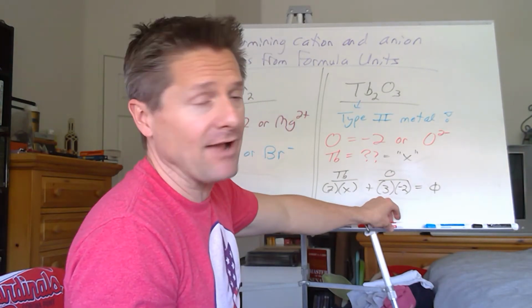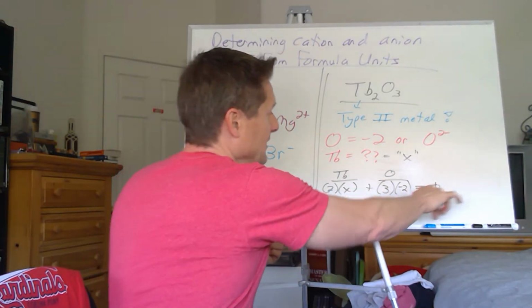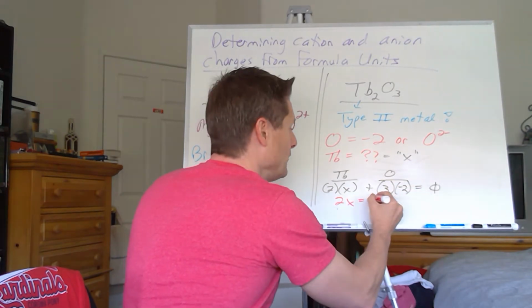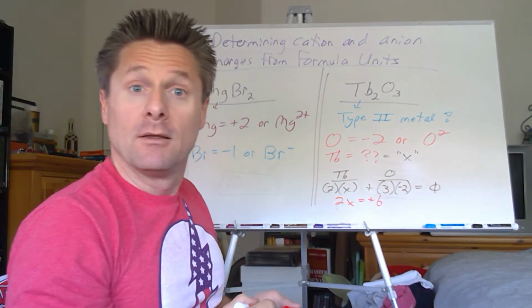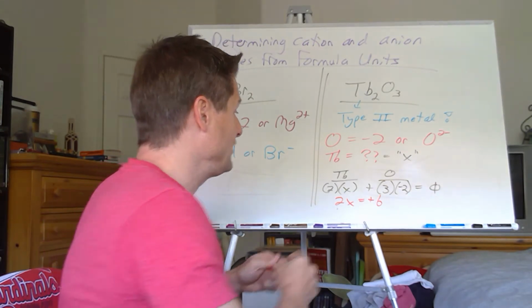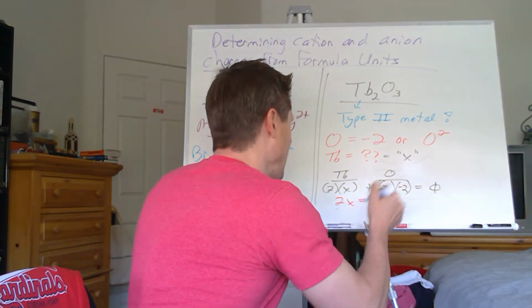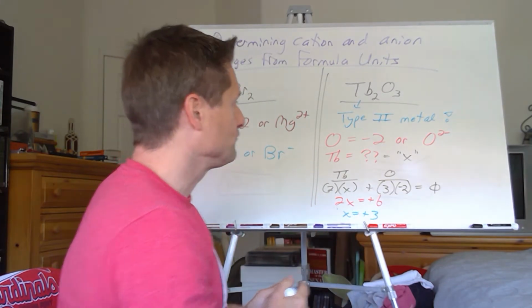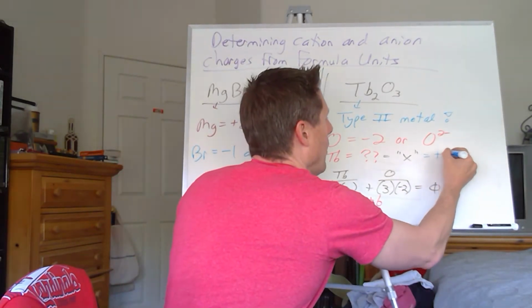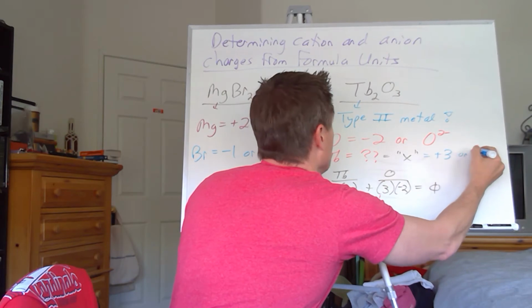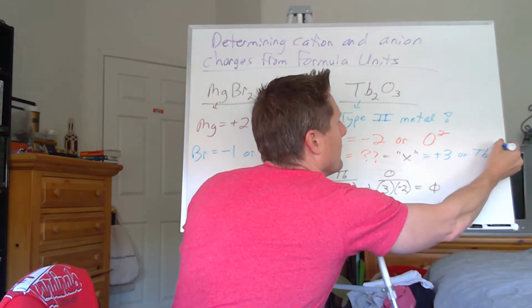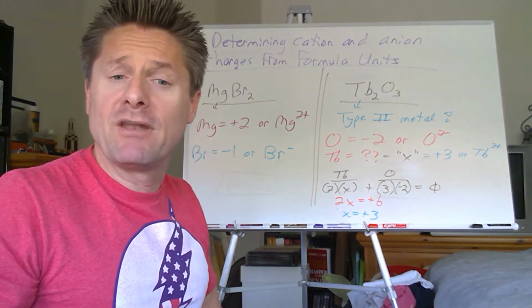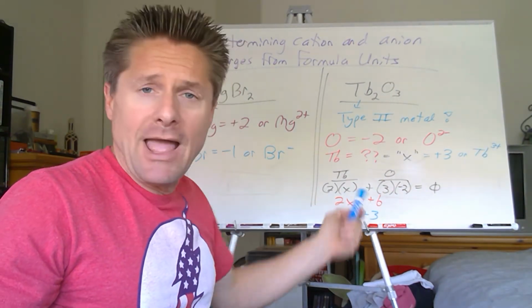Now just solve for X, right? So let's move this to the other side. So 2X will be, that's a -6 moves over a +6. So X must be, divide 2 by both sides, so X is a +3. Right? So we know that the terbium is a +3. If you can just see that in your head, great. But if you're stuck, just do the algebra here.